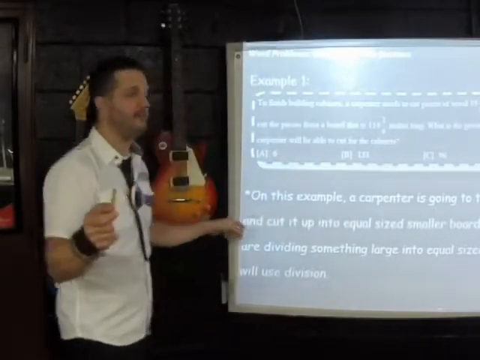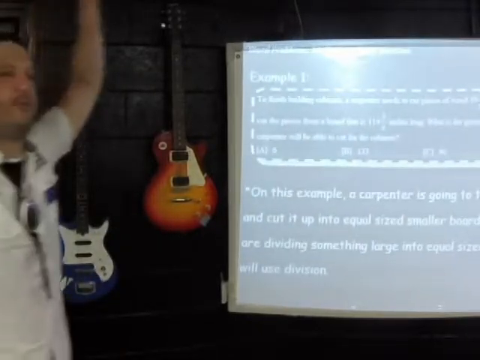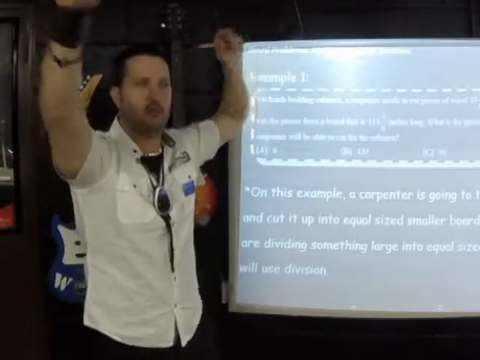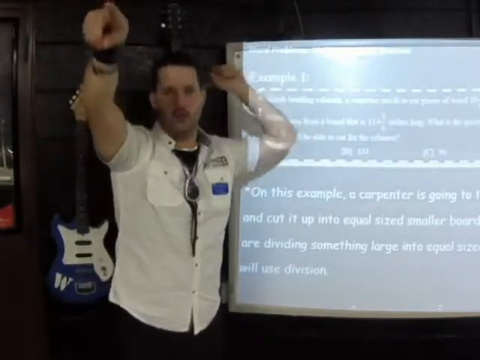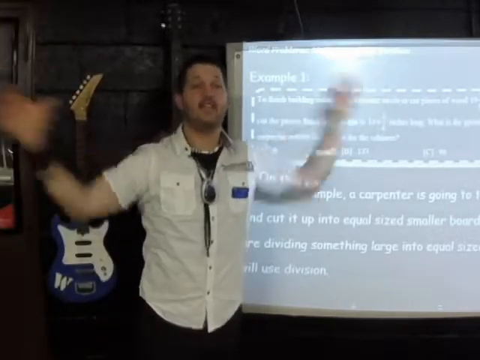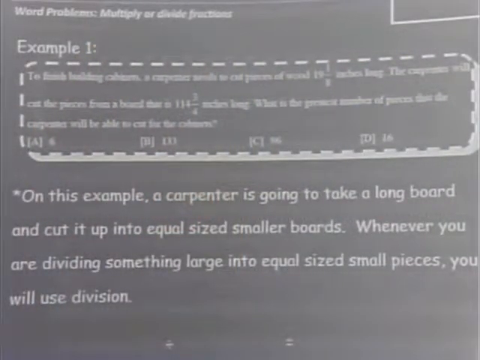Now, on this example, the carpenter is going to take a long board. How long is the board that the carpenter has? We haven't cut it yet. How long is that big old board? 114 3/4. That's how big it is. He has a big long board, and he's going to cut it into smaller boards. Notice this sentence right here.